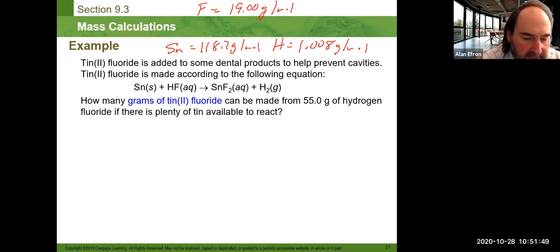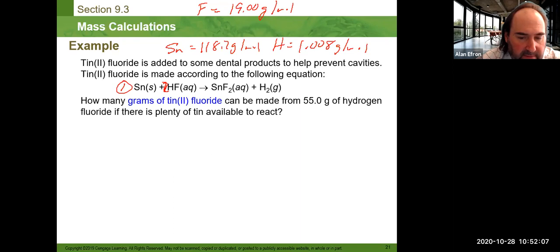Okay, so let's take a look and see how we're doing. Again, you want to start with the same steps. I don't see any coefficients in this equation, so it's probably not balanced. And it's not, so hopefully you found you just need to put a 2 right about there to balance it. That's the first step you want to do.